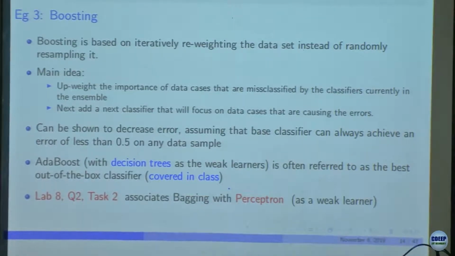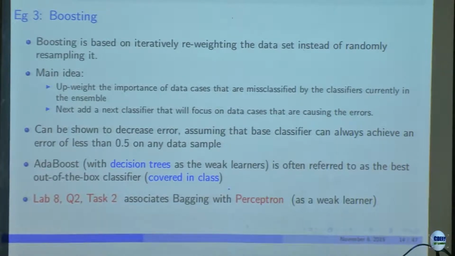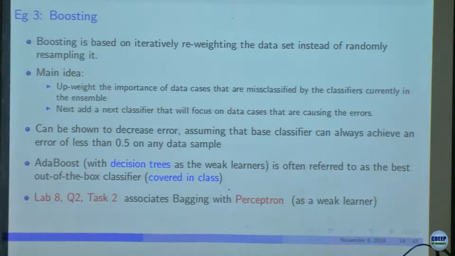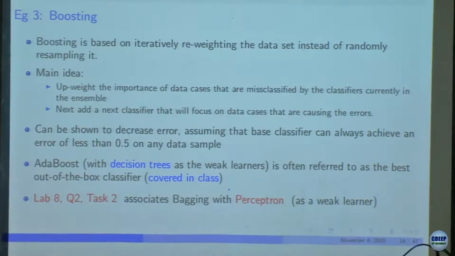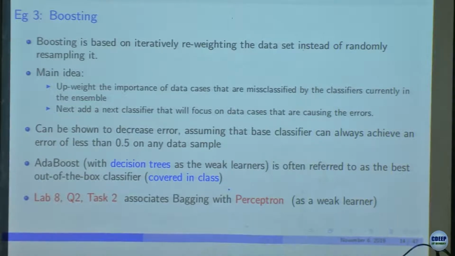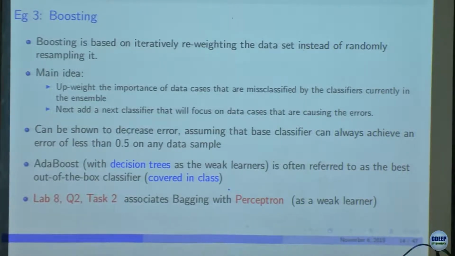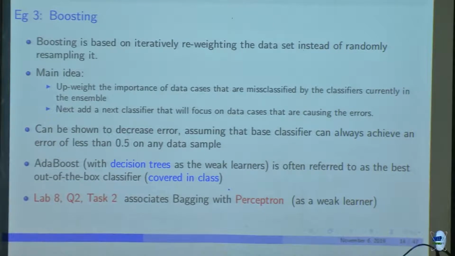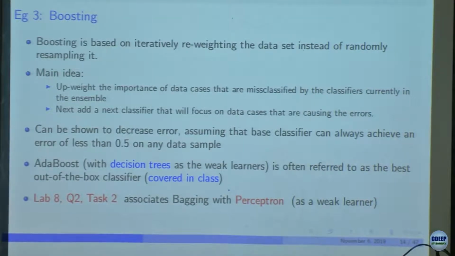Why should these be learned independent of each other? Why can't f1 feed to f2 the mistakes it was making, boost up the importance of examples where it was making a mistake, and so on, and I will still consider a weighted average of all these classifiers, but after having talked to each other. Okay, so that's the idea. You upweight the importance of data cases that are misclassified by current classifiers in the ensemble.